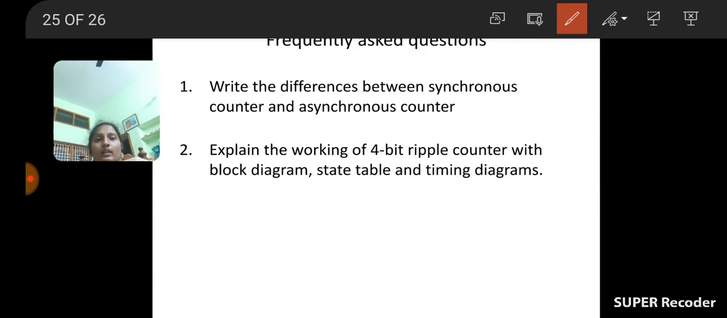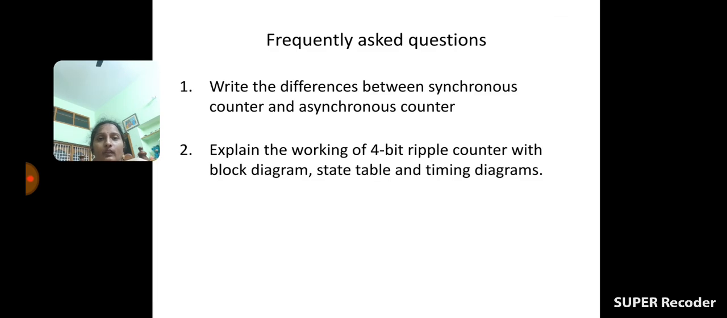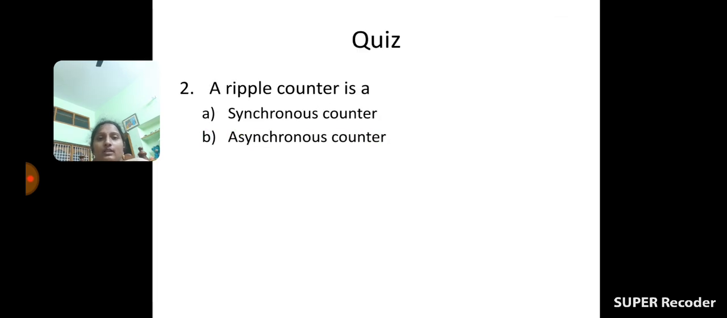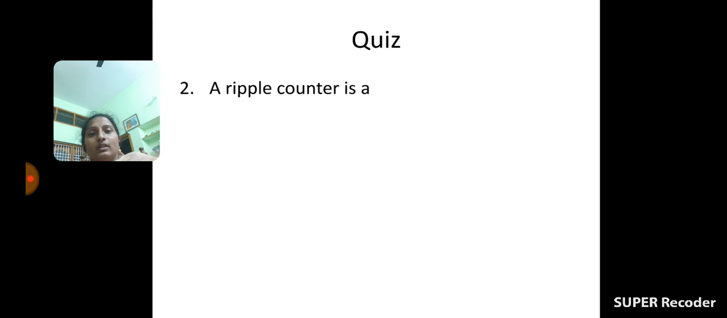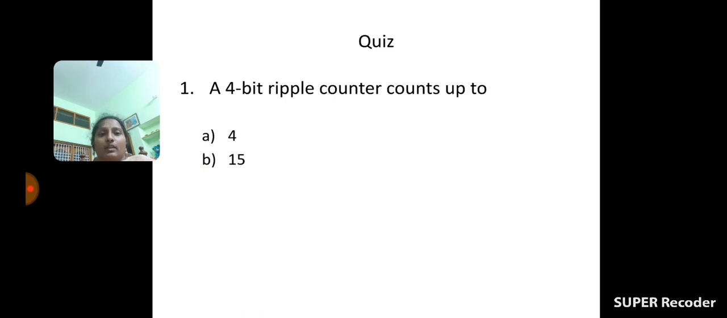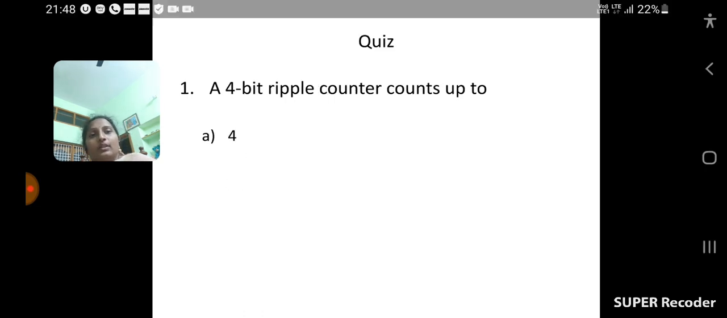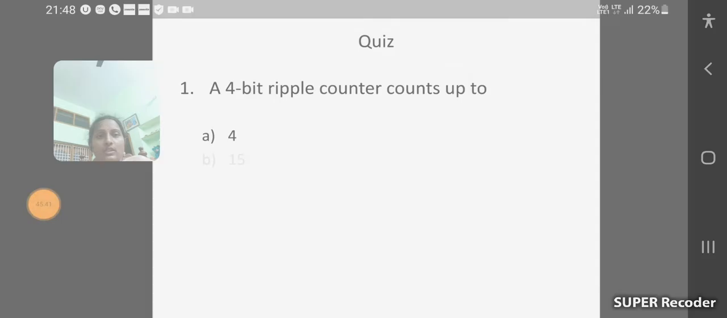In today's class we have discussed counters, applications of registers, types of counters, and the ripple counter construction, operation and timing diagram. Now I would like to conclude the class. In tomorrow's session we will meet again.